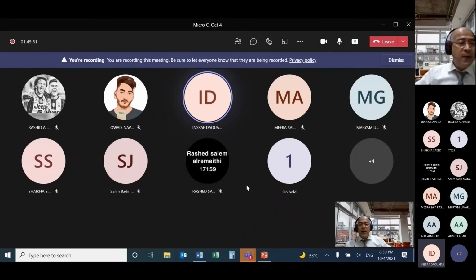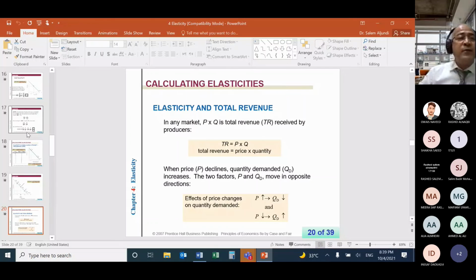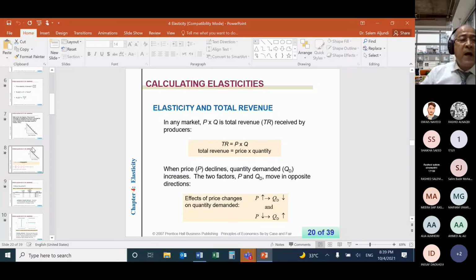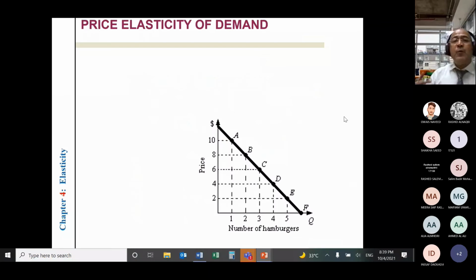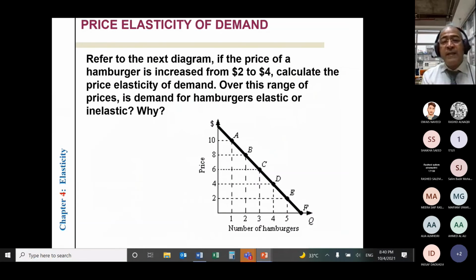Okay, so it's better. Let me check your understanding. I will go to this curve, and please try to work with me. Let's say the price increases from 6 to 8. Calculate the price elasticity of demand. Decide whether demand is elastic or inelastic and why.